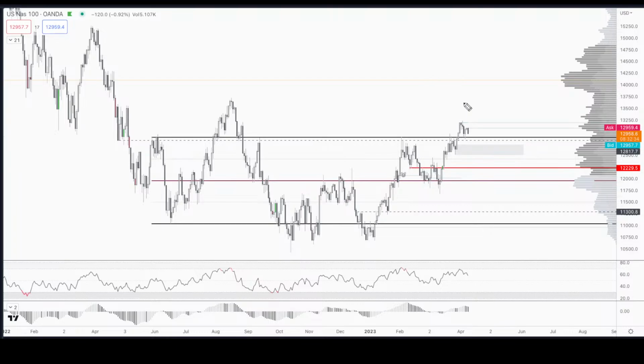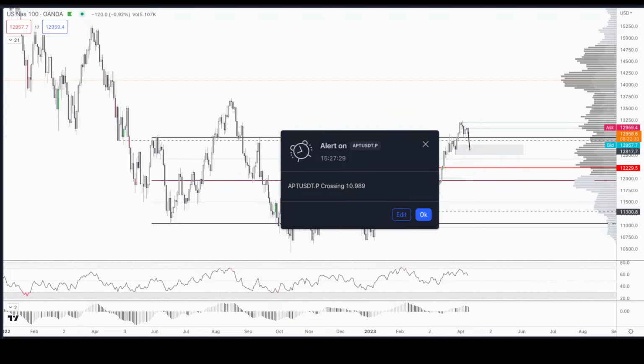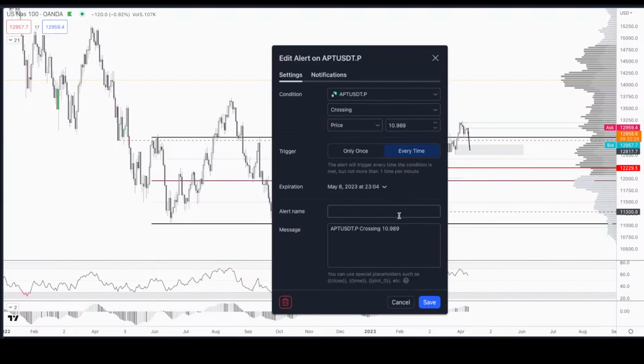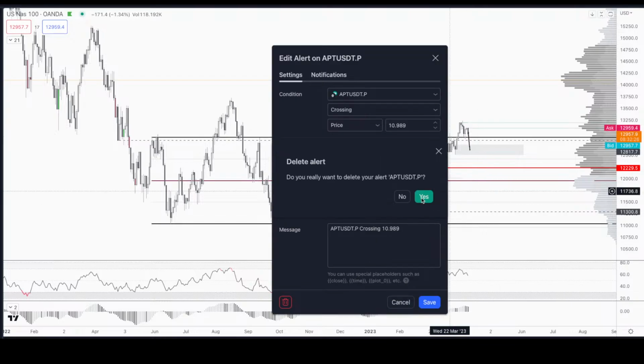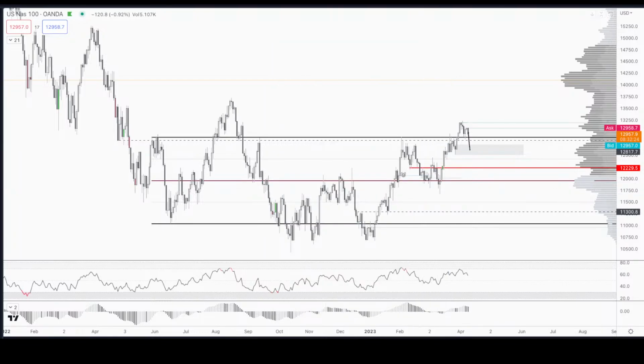Still looking strong, but obviously what we don't want, really, forget APT. I'm just going to cancel you guys. Alright, bye. And this we don't want, okay?